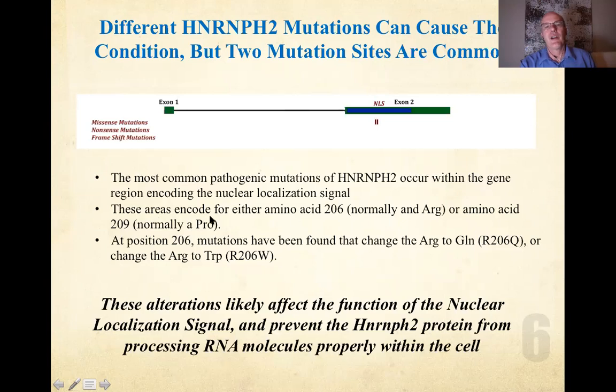The areas that are affected encode for either the normal amino acid at position 206, which normally is an arginine, or affect the normal amino acid at position 209, which is normally a proline. Now, at position 206, different mutations have been identified that either change the arginine into a glutamine, the R206Q mutation, or change the arginine into a tryptophan, the R206W. These alterations likely affect the function of this nuclear localization signal and prevent or impair the ability of the protein to actually process mRNA properly within the cell.